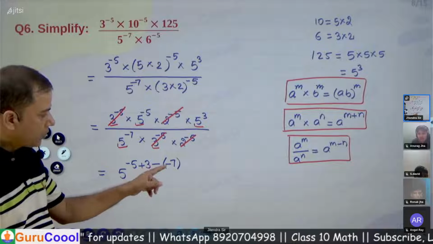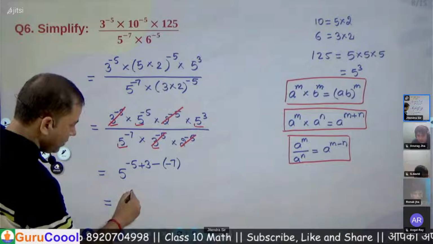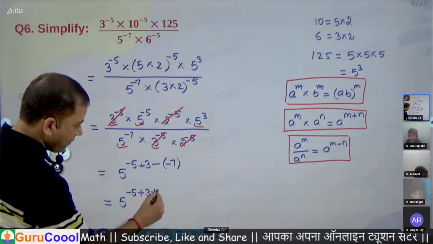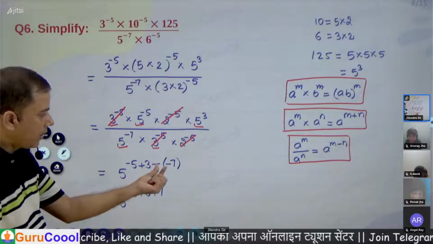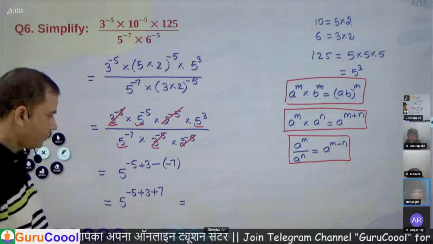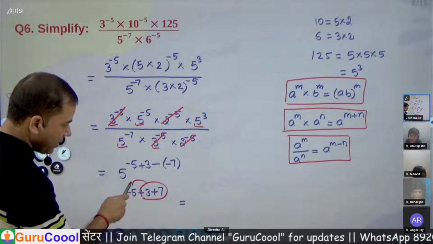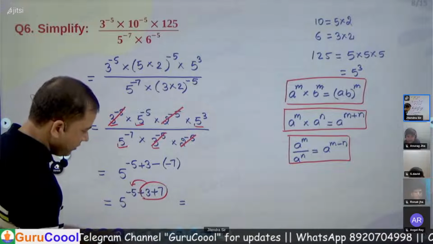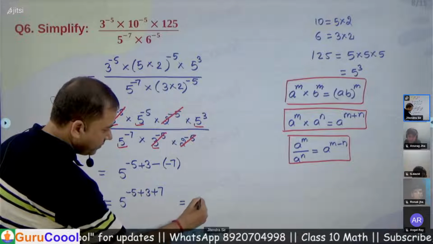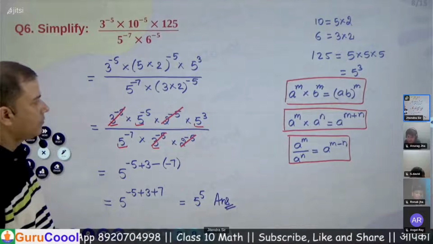Now what is the value of minus 5 plus 3 minus of minus 7? 5 power minus 5 plus 3, and this will be plus 7. Minus into minus, plus 7. Okay, what is the total? 7 plus 3 is 10, and 10 minus 5 is 5. So 5 in the base and 5 in the power. That's the answer. Any question?